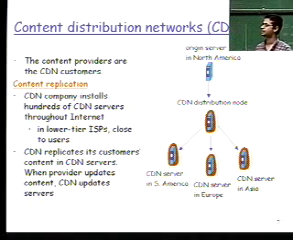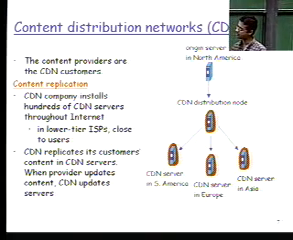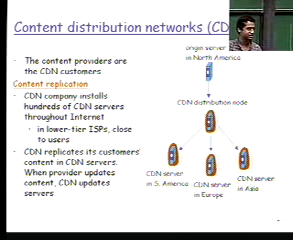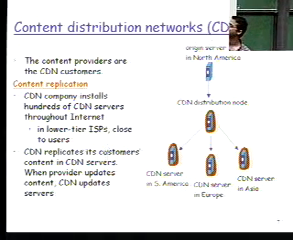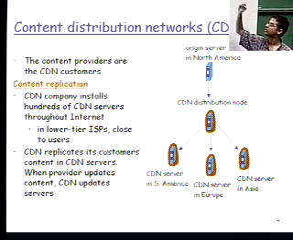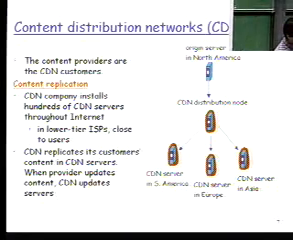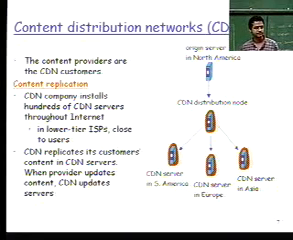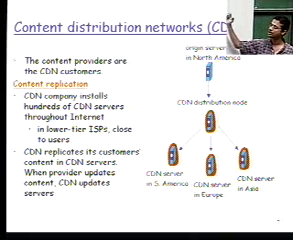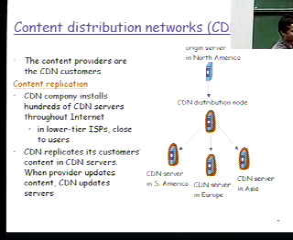A CDN provider like Akamai will install CDN servers spread across the internet. Everywhere it will have its own servers installed. There's going to be a CDN distribution node. So the origin server, CNN.com, will generate some content. It will send that content to the CDN distribution node, and the distribution node then replicates this content across all its servers spread all over the internet.